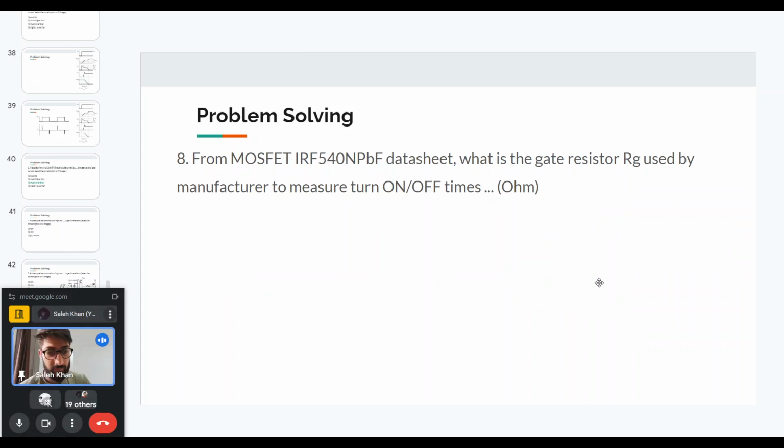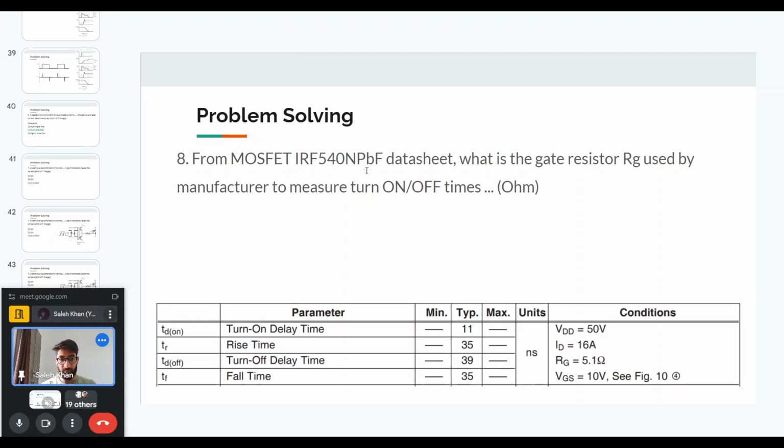Okay, so the next question is based on a data sheet. It is similar to the questions that you have been given in your assignment. So you have to consult a data sheet and find some values from it. In this question, we have been asked to find the value of the gate resistor that is used by the manufacturer to measure the turn on and off times. So if you search for this data sheet and find the turn on and turn off times, at the end you will be given the conditions under which these have been measured.